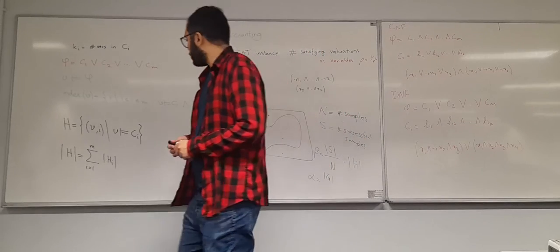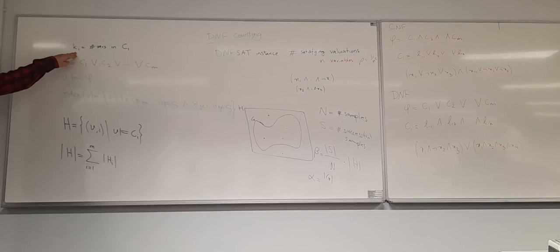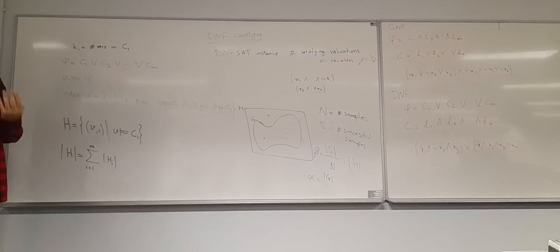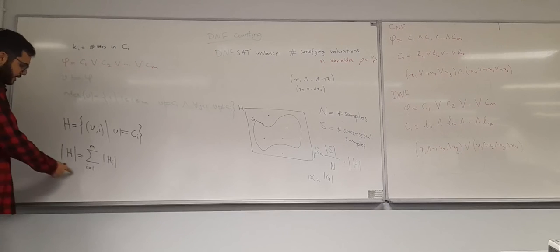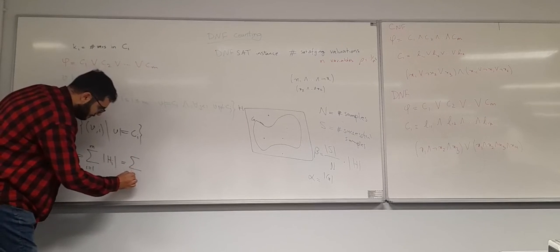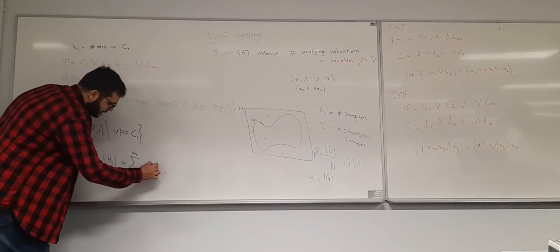So how many variables do I have that do not appear in this class? Well, n minus ki. So the total number of valuations that I can have is 2 to the power of n minus k. Okay, so this hi is 2 to the power of n minus k.